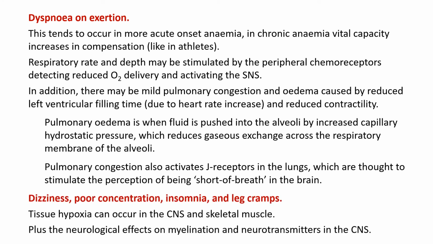Another symptom, dizziness, poor concentration, insomnia, leg cramps. Obviously, we're talking about neurological issues here. And as we've said, tissue hypoxia is going to be fairly systemic. So it can also occur in the central nervous system and in skeletal muscle. Plus, if we've got iron deficiency, of course, remember iron had a key function in terms of the oligodendrocytes, so myelination within the central nervous system, and the production of neurotransmitters. So we have potential neurological effects due to iron deficiency as well.